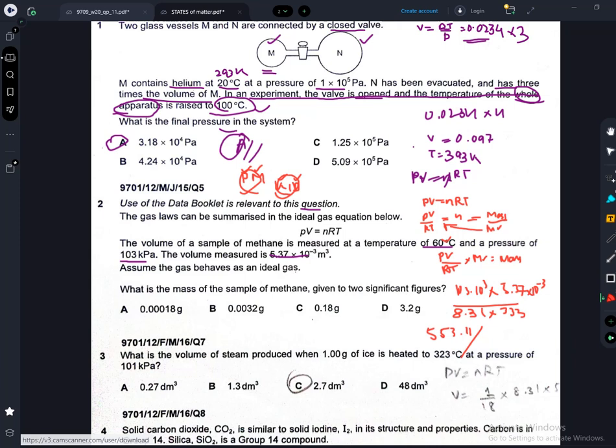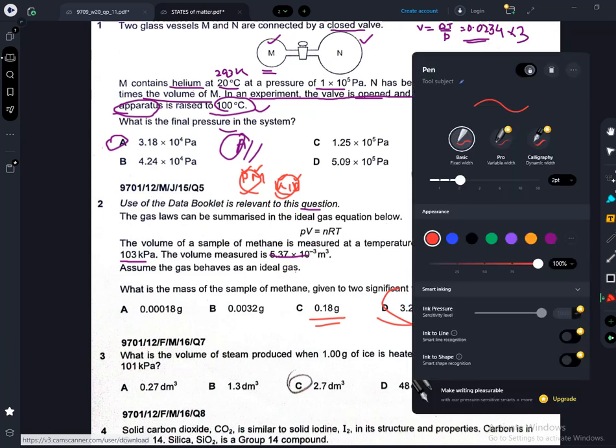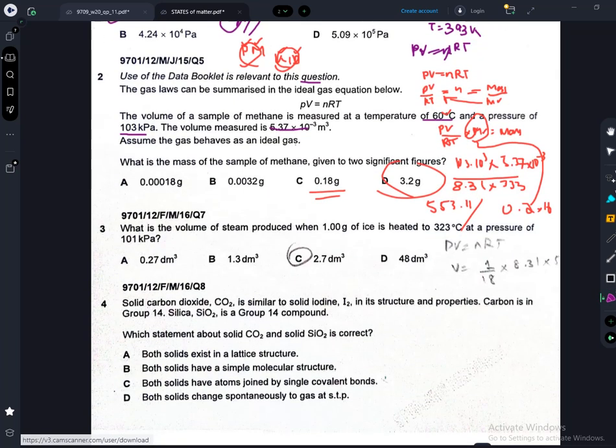553.11 divided by 2767 equals 0.199, which is almost equal to 0.2. It looks like C is your right answer, but it is not, because you still have to multiply this by the Mr, which is 16 in this case, and this equals 3.2. So D is your right answer, folks. Again, we move on to the next MCQ.